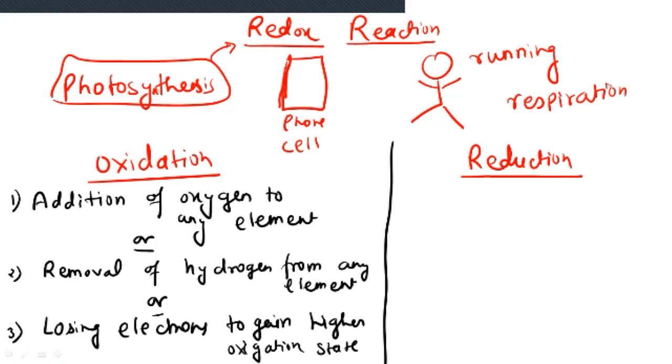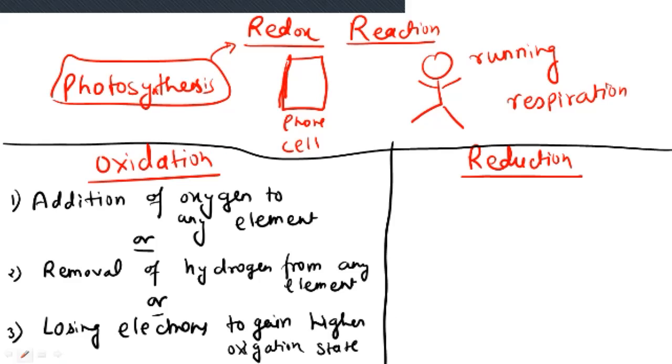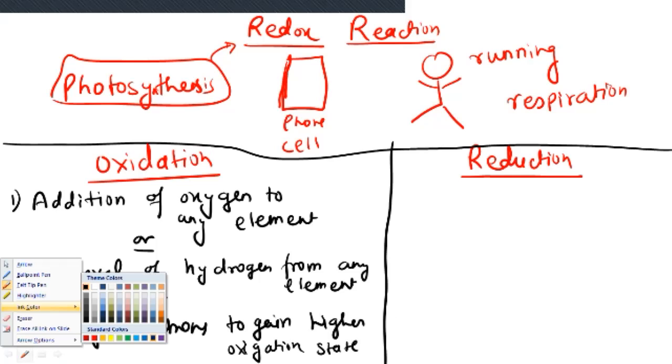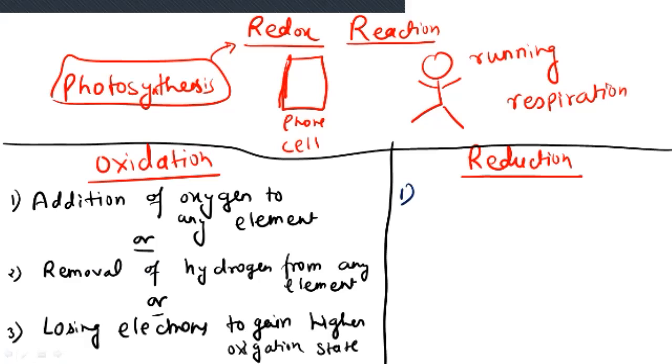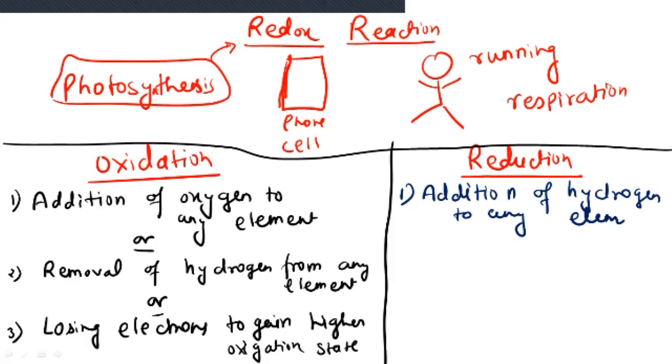What is for reduction here, I'll just use a different color to write there. The first one is, in reduction what happens, addition of hydrogen to any element, to any element.